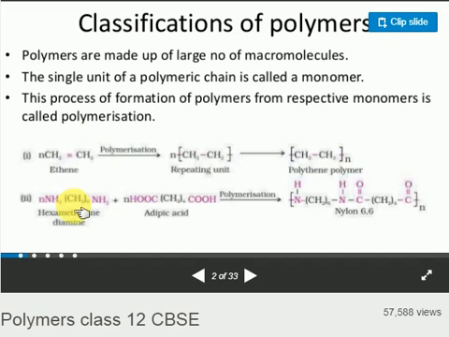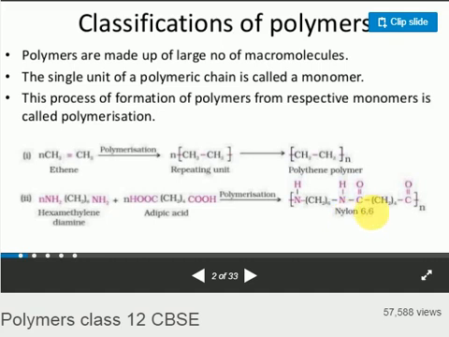This is called a condensation polymer. It is also called a copolymer. What exactly is a copolymer? Look at this one, hexa: 6 carbons, hexamethylene diamine. NH2 is called amine, you know very well. Hexa means 6, so this is hexamethylene diamine, and adipic acid, which has 4 CH2 and COOH on both ends. These 2 molecules are joined, one water molecule leaves, and they form a joining. It's called nylon 6,6.